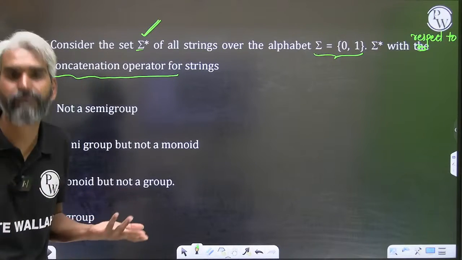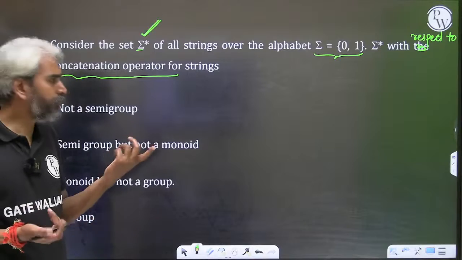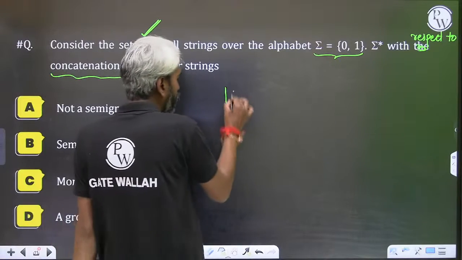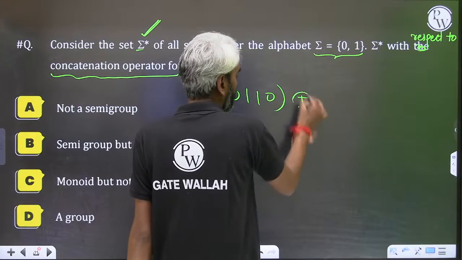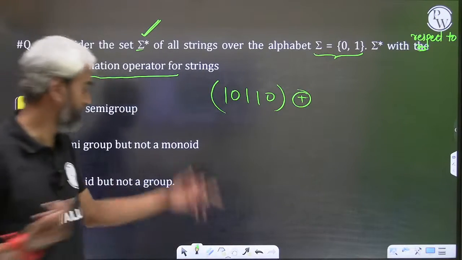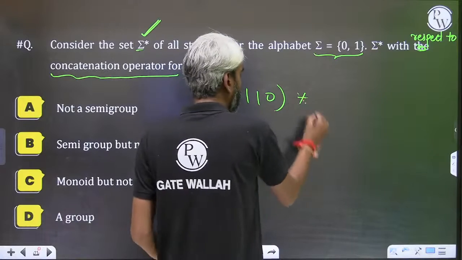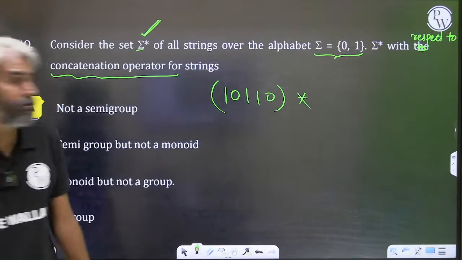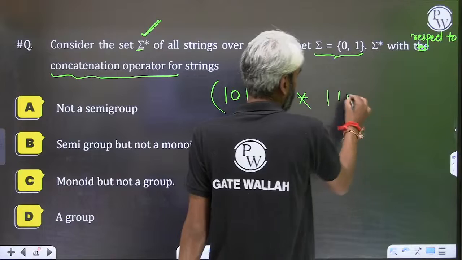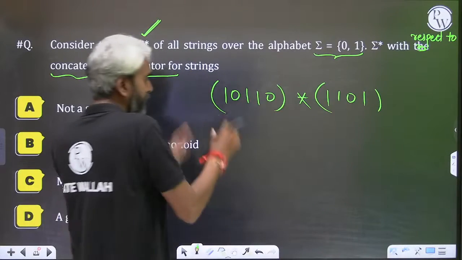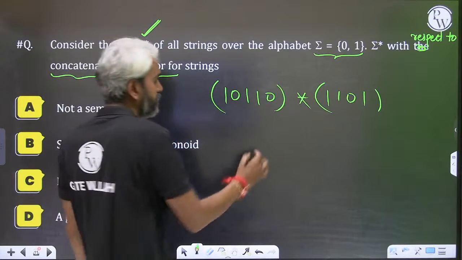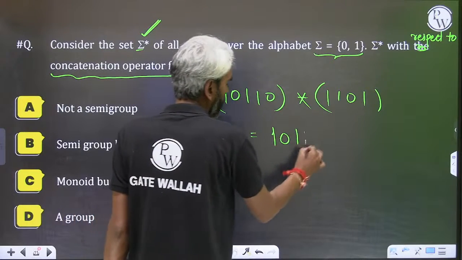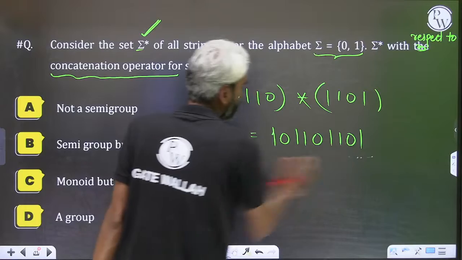What do we mean by concatenation? Let's assume this is one string, 10110, and let's denote concatenation using asterisk. The other string is 1101. What will be the result? Because of concatenation, the second string will be appended after the first string. So the result will be 101101101.